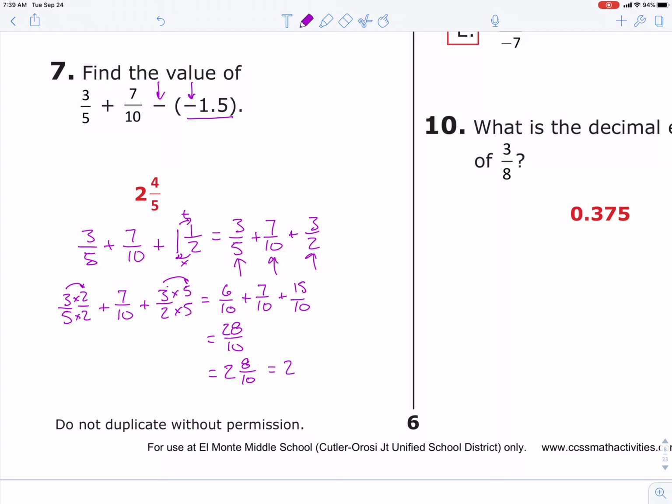Remember, you got to reduce if you can. Well, what number goes into 8 and 10? 2 goes into 8 and 10. 2 goes into 8 4 times. 2 goes into 10 5 times. So that's how they got 2 4/5.